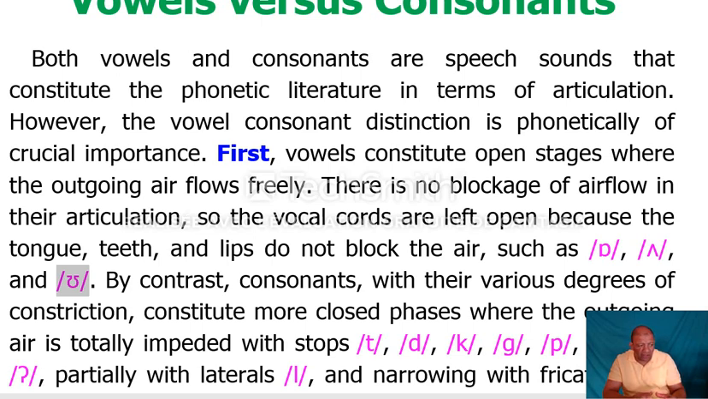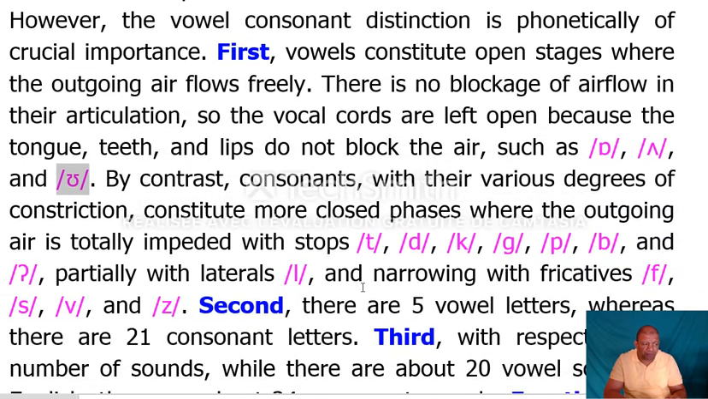On the other hand, when we speak about consonants, there is constriction. But this constriction, I mean narrowing, has some degrees of difference, to the extent that the outgoing air is stopped, is impeded. And here we are going to focus on 3 different elements. Number 1, stops. For example, t, d, and so on.